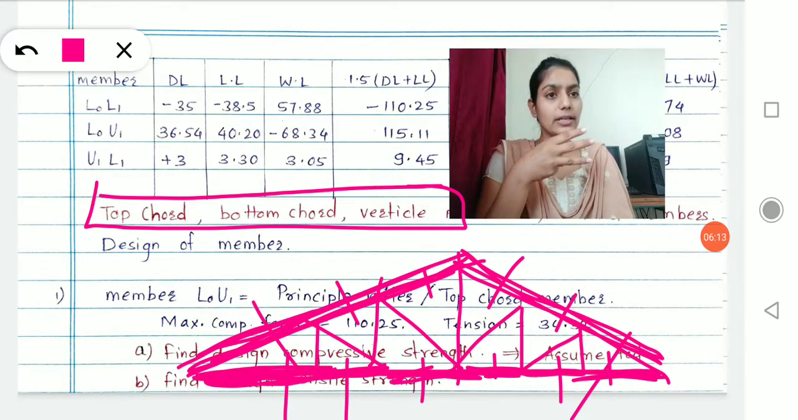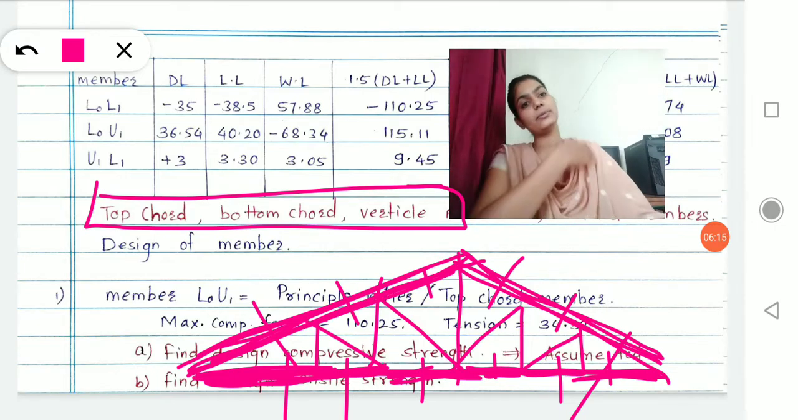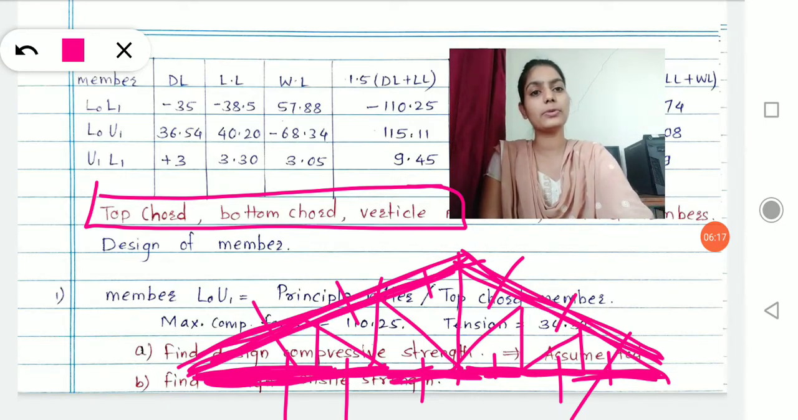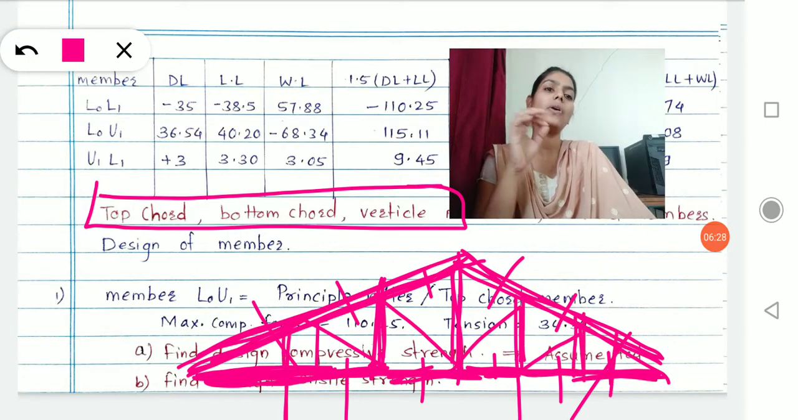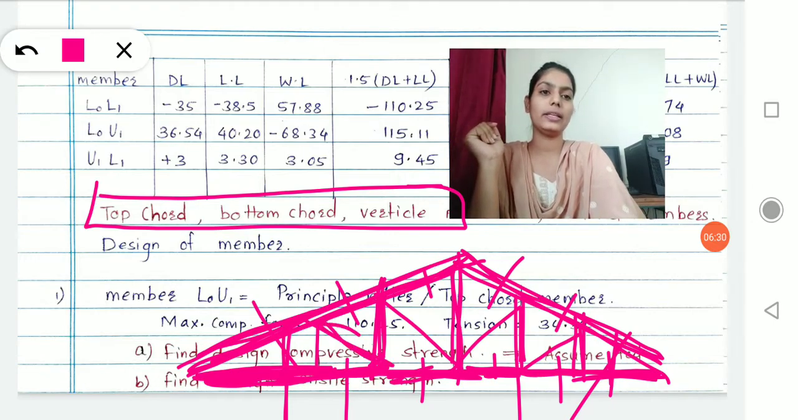In the third category, what you are supposed to do is separate these two members. All the vertical members you are supposed to design separately. And all the inclined members come in the next category.